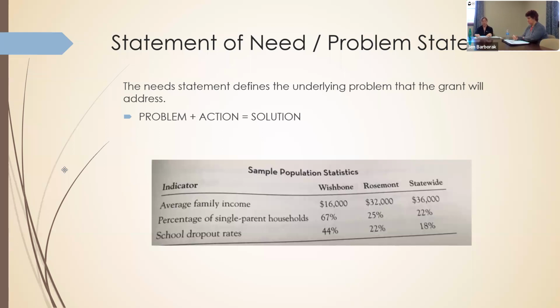So start out with the question, how do I prove there is a problem that deserves a grant? And the proving is not, oh, I think it's a need, or it's a perceived need. You have to prove it with data and statistics. The needs statement is going to answer for the funder, why do I care?